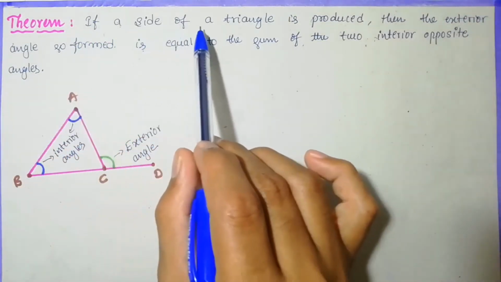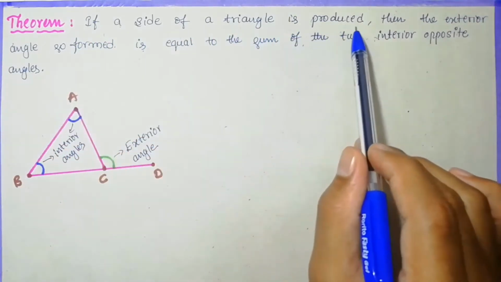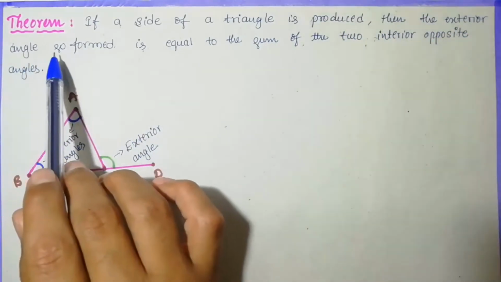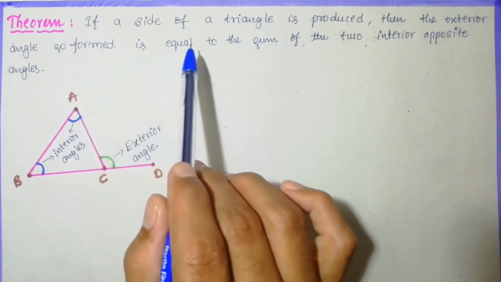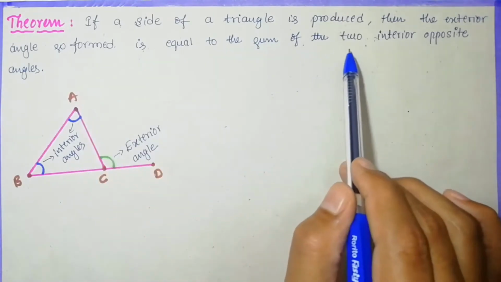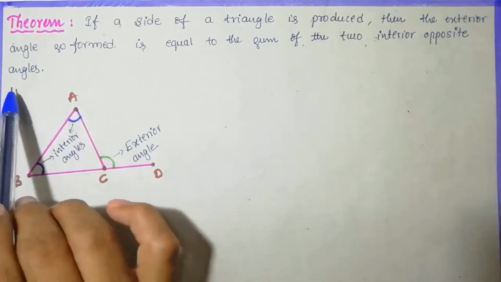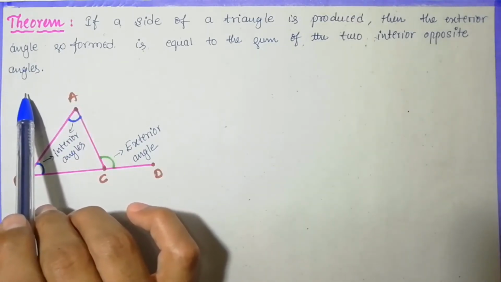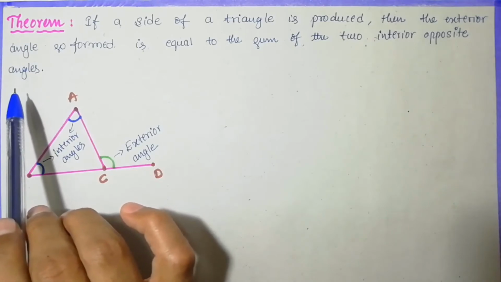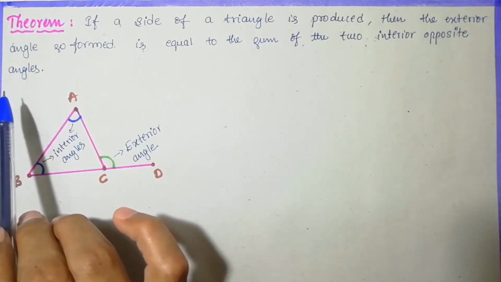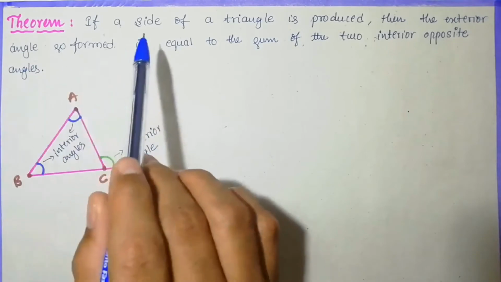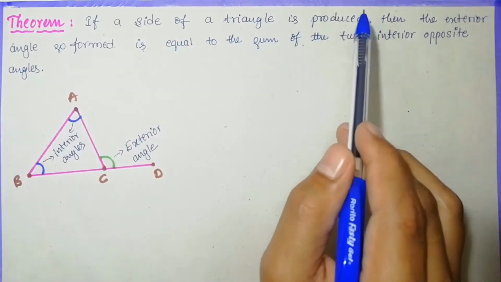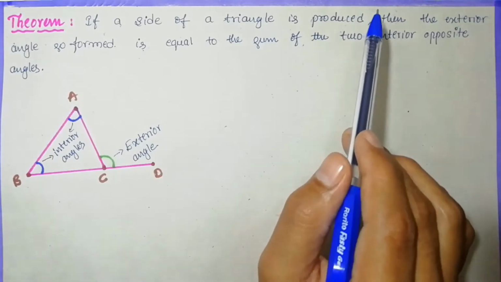If a side of a triangle is produced, okay, then the exterior angle so formed is equal to the sum of the two interior opposite angles. Okay, this is a very important statement because we are going to use this theorem in the upcoming exercise. That's why it is very important. Look here. So one of the sides of a triangle is produced in any direction. Now look here, I have written one figure for you.